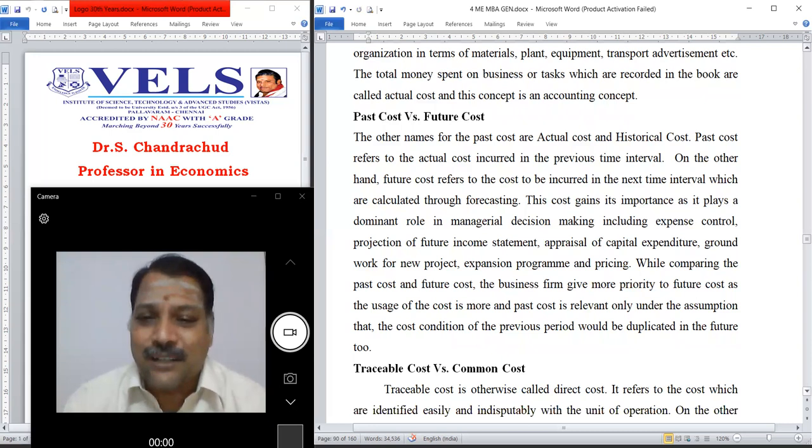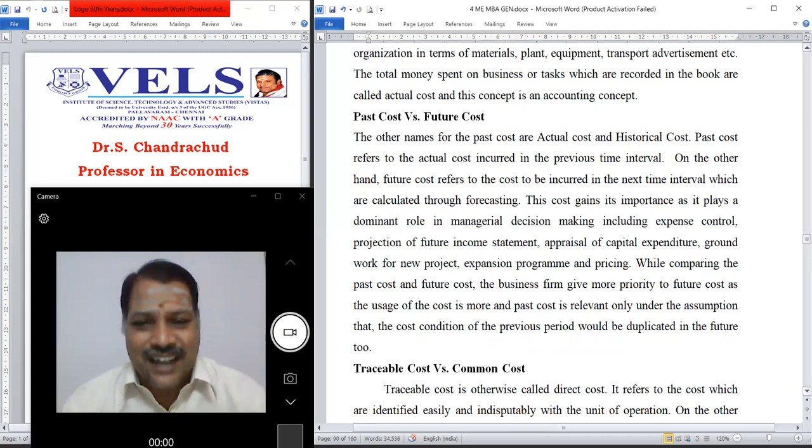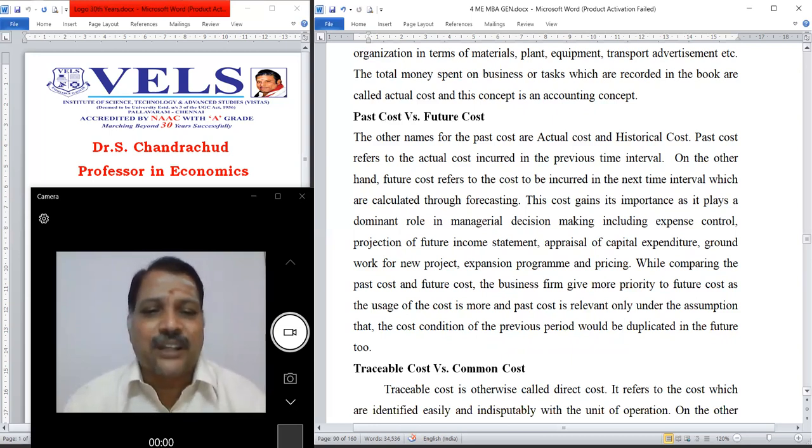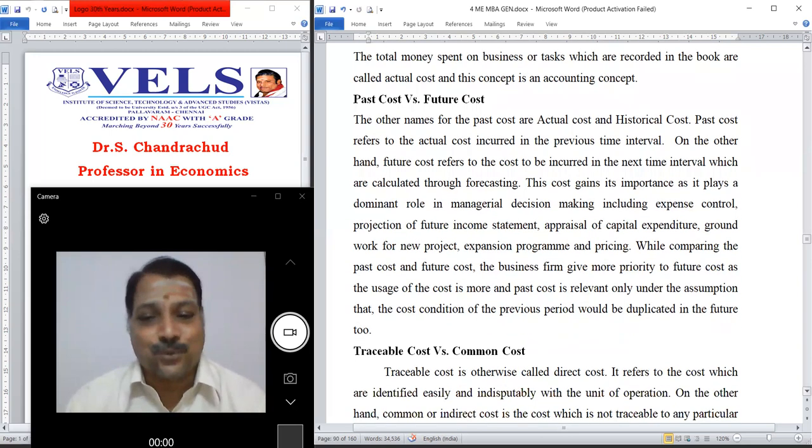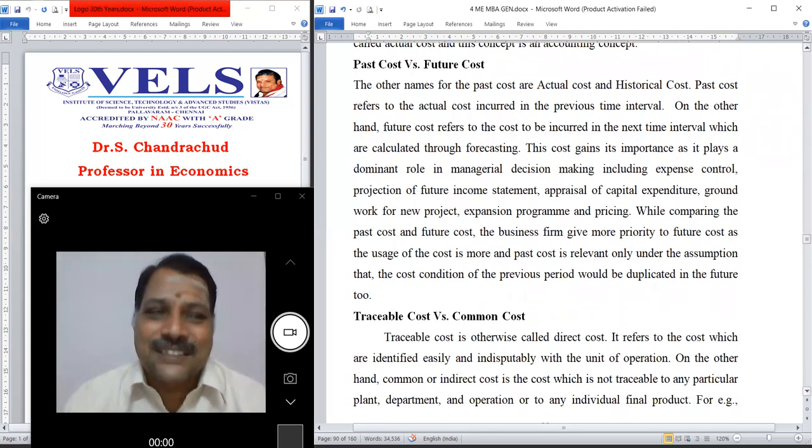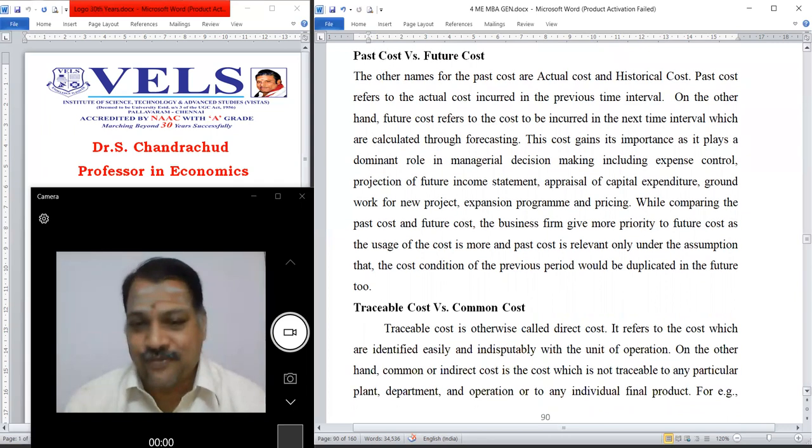While comparing the past cost and future cost, the business firm gives more priority to the future cost as its usage is more, and past cost is relevant only under the assumption that the cost condition of the previous period would be duplicated in the future too. So past cost is for our statistical data, future cost is for decision making.